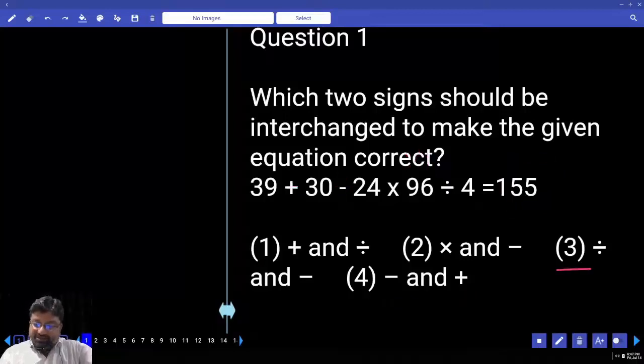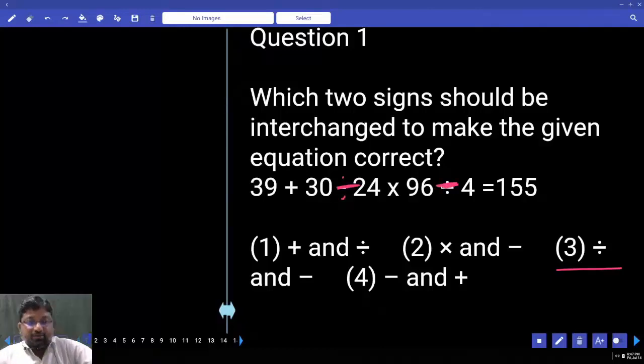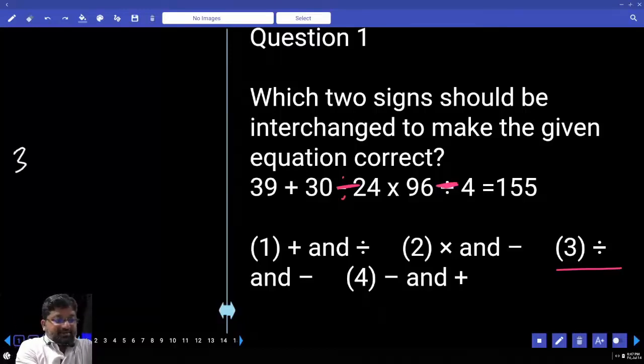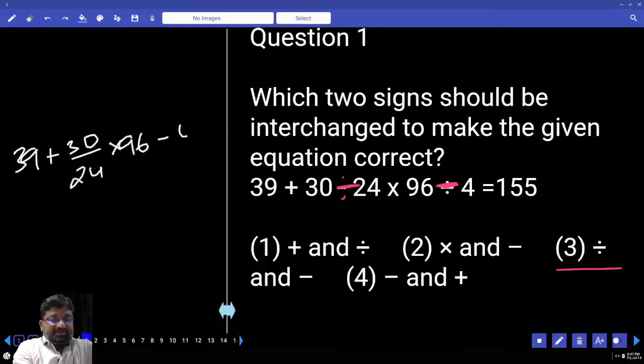No way. Let's go for the next one. Divide and minus. This becomes minus. This becomes divided by. Now you might get a doubt. 30 divided by 24 is not possible, sir. I'll get my answer in decimals. But immediately division is followed by multiplication. So how can I write this as 39 plus 30 divided by 24 into 96 minus 4.